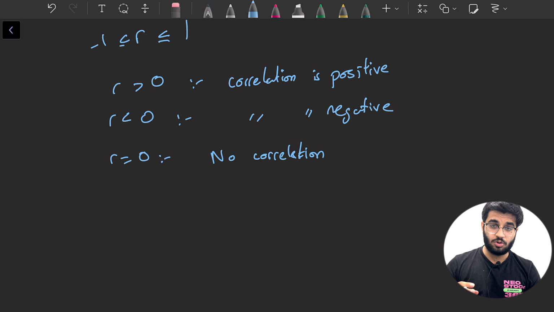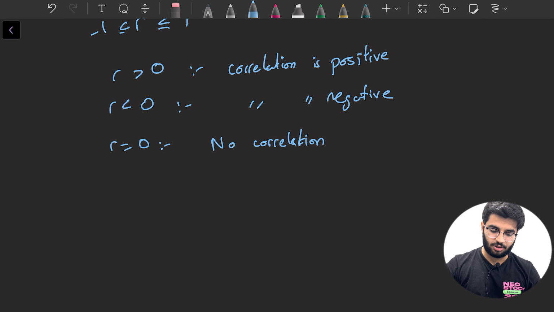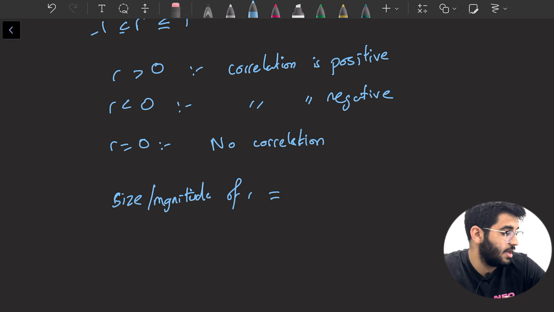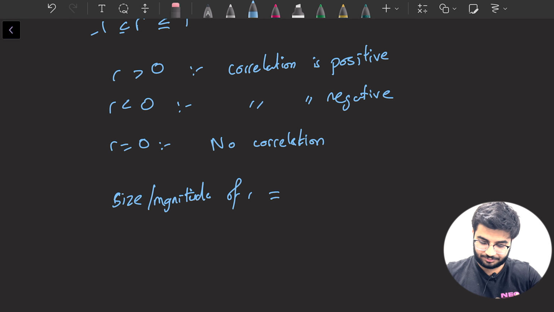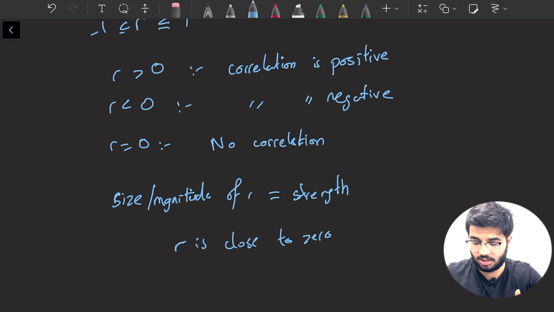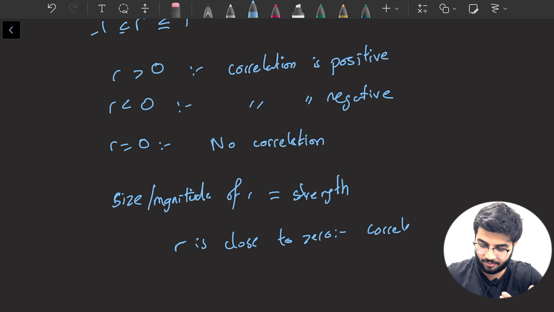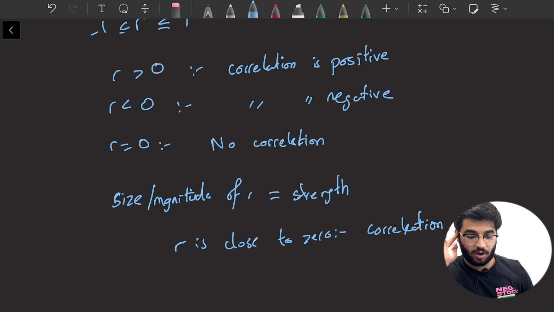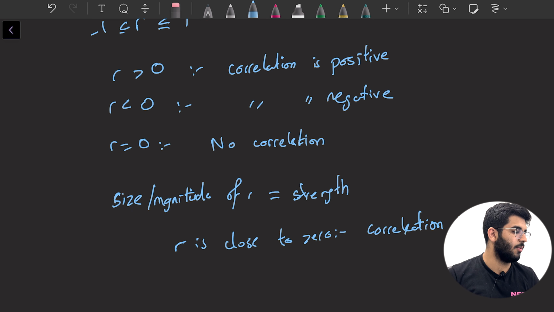Next, your magnitude, or how big your R is. The magnitude of R determines how strong your correlation is. So if your R is close to 0, then the correlation is weak, and if it's further away from 0, it is strong. That's kind of all at the moment. All you need to do here is put that in the calculator and figure it out. Not a very complicated process.